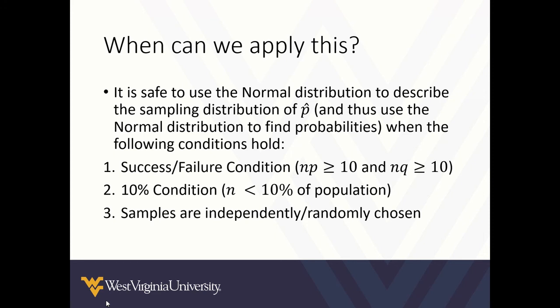The last little bit we want to consider is when is it appropriate to apply this? It's safe to use the normal distribution to describe the sampling distribution of p hat when the following conditions are met. First, we need the success-failure condition, which says that our np and nq need to be greater than or equal to 10, meaning we need at least 10 successes and 10 failures. We also need the 10% condition, where our sample size is less than 10% of our population. And finally, we need samples that are independently and randomly chosen.